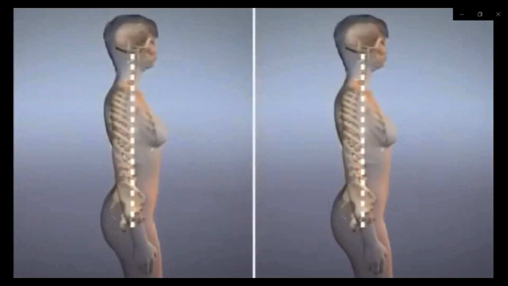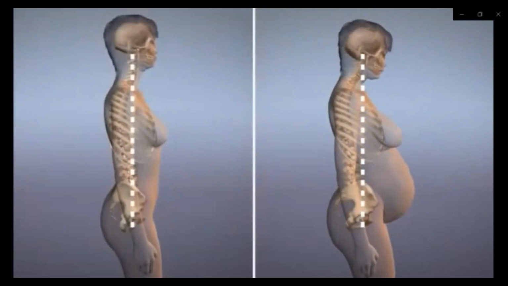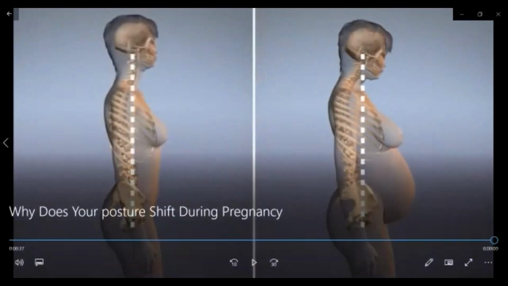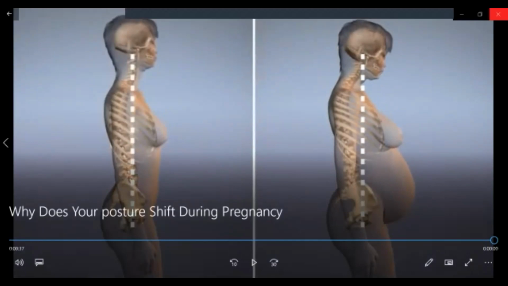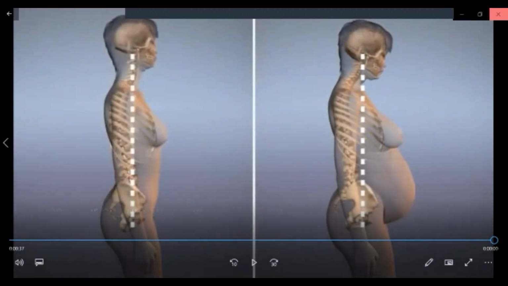All these changes can increase stress on the spine, exaggerating its natural S shape. Other muscles and ligaments can also be strained. Okay, so I think now you've got an idea how this posture is changing because of the pregnancy. So now we will see what the management for it is, like how to change their posture.